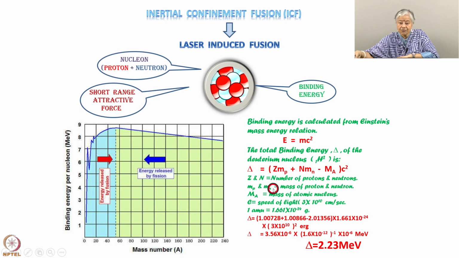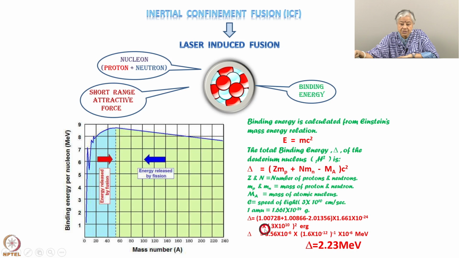Each of Z and N separately I have taken the mass, and Ma is the mass of the total thing together. If I take these individual masses and subtract the mass of the totality, then I will get this delta. Here I have written that Ma is the mass of the atomic nucleus and c is the speed of light, so mc square. The masses are generally given in terms of AMU.